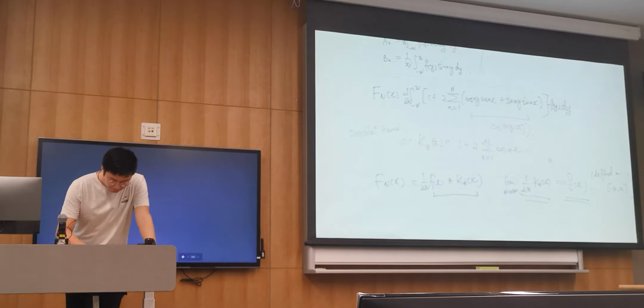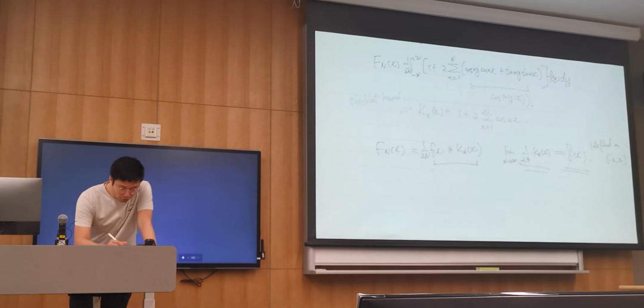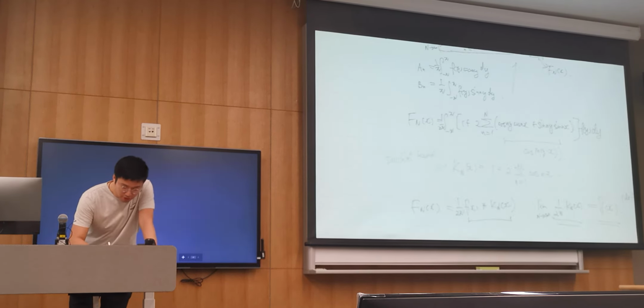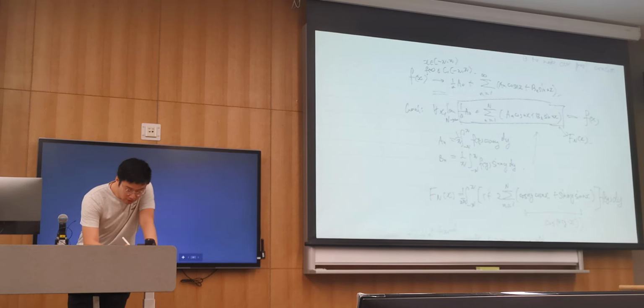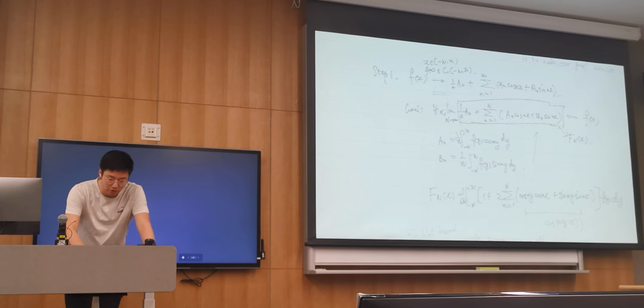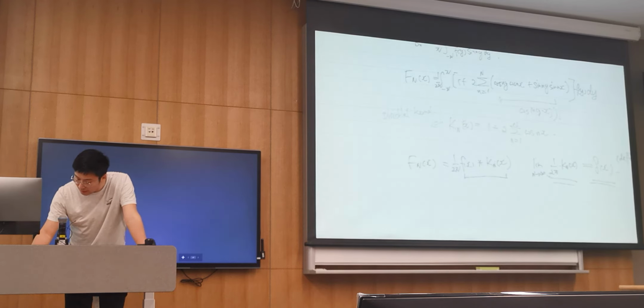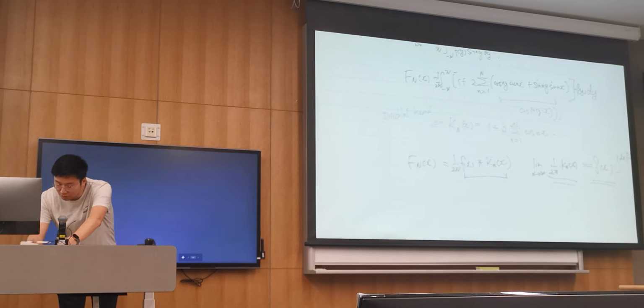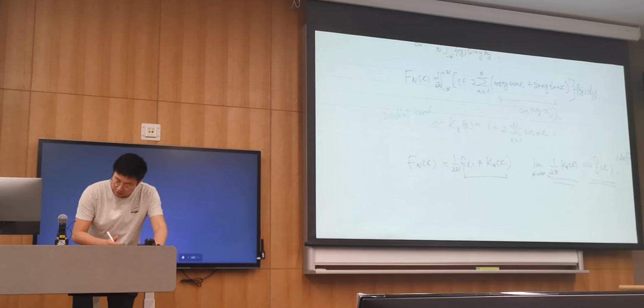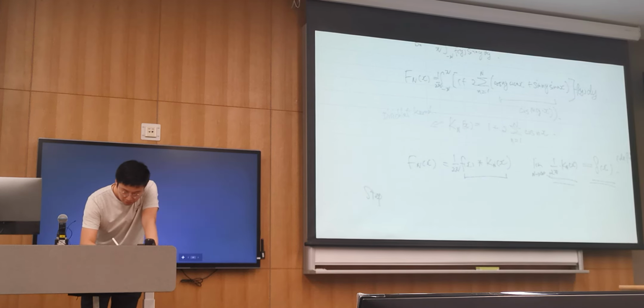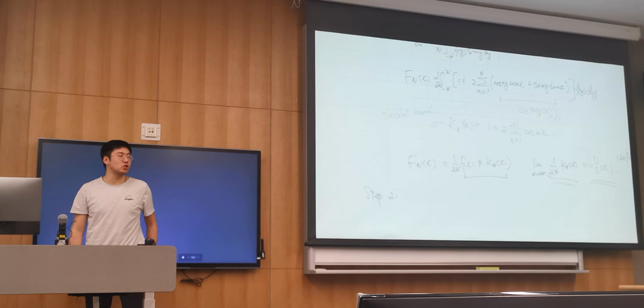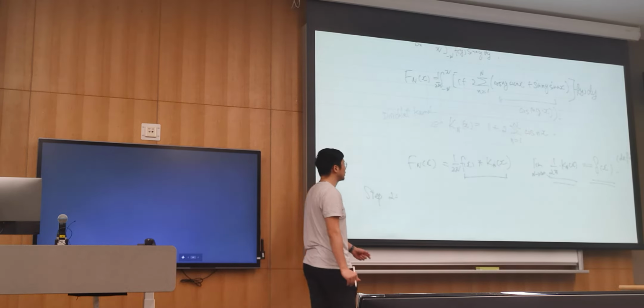But how to do that? First of all, let's say this is my step 1. Step 1 is to write everything in terms of the kernel. And then step number 2 is to look for an analytical formula for the Dirichlet kernel.